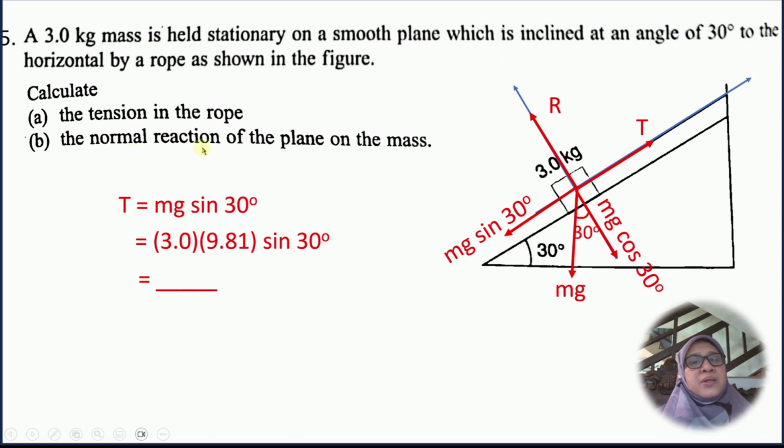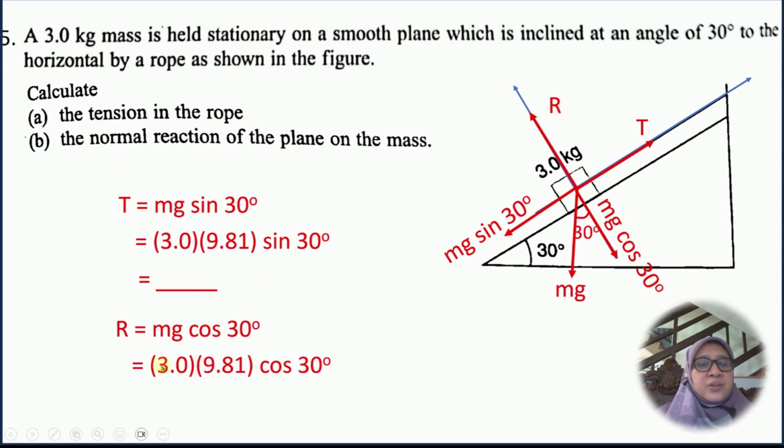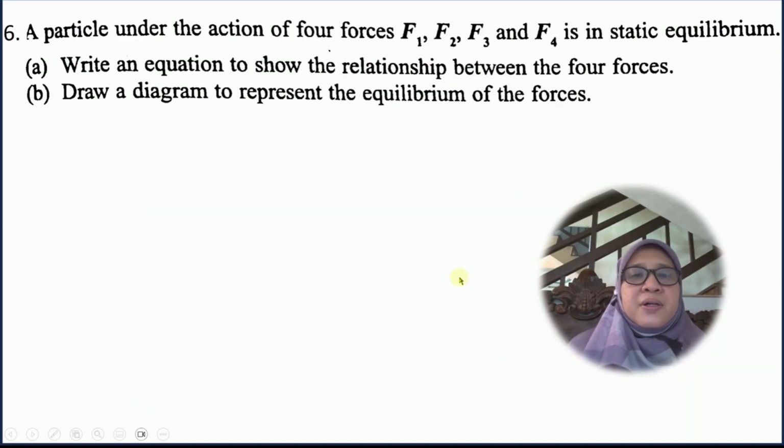And then to determine the normal reaction of the plane, we use R equals mg cos 30 degrees because the mass is in equilibrium. So therefore R is equal to mg cos 30 degrees. We substitute m 3 kg, g 9.81, then cos 30 degrees. The answer here will be the reaction by the plane on the mass. Okay, that's number 5.